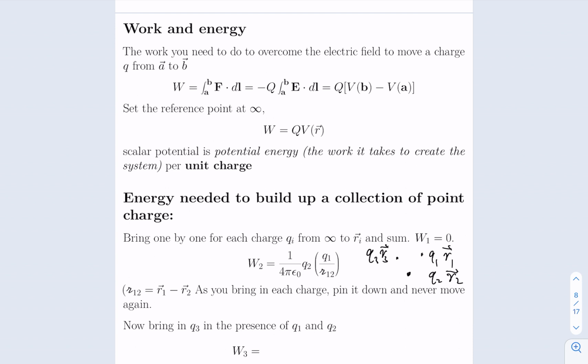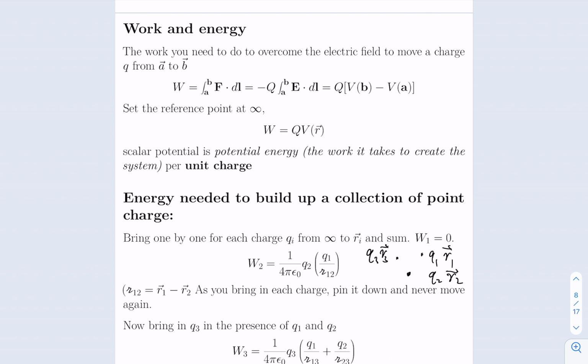Now, what happens if we want to bring the third charge in the presence of the first and the second charge? What we need to do is to calculate the electric field of the first and the second charge, and then we bring in the third one, right? So similar to the W2 term here, there are two terms here. One is for the potential to overcome the Q1, another is the potential to overcome the Q2, which gives two terms here.